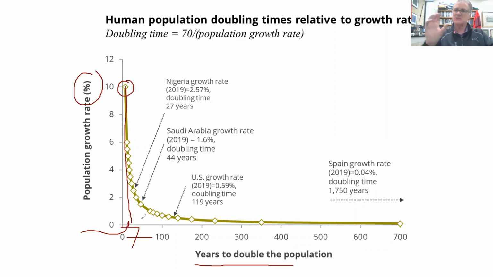I've just taken growth rates, calculated doubling times, plotted them, and put on a couple of interesting countries here. Again, we're going to get into the details of this as we get a little lower down. So in 2019, the US growth rate was 0.59%. In other words, we would be doubling in about 119 years.